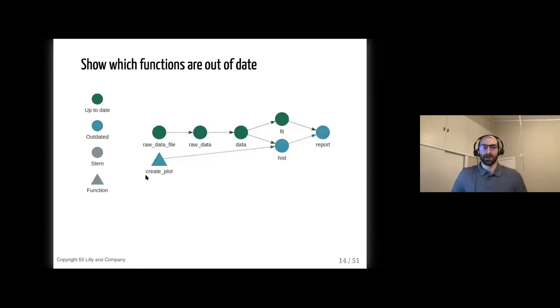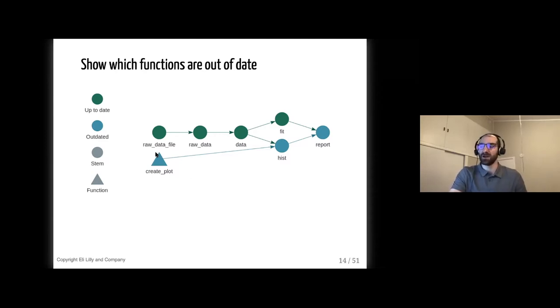So another advancement is in the introspection of things like the graph. Drake has ways of telling you which parts of your workflow are outdated and which are up to date, but it struggles to tell you what's going on with functions. So targets can tell you this a lot more easily.